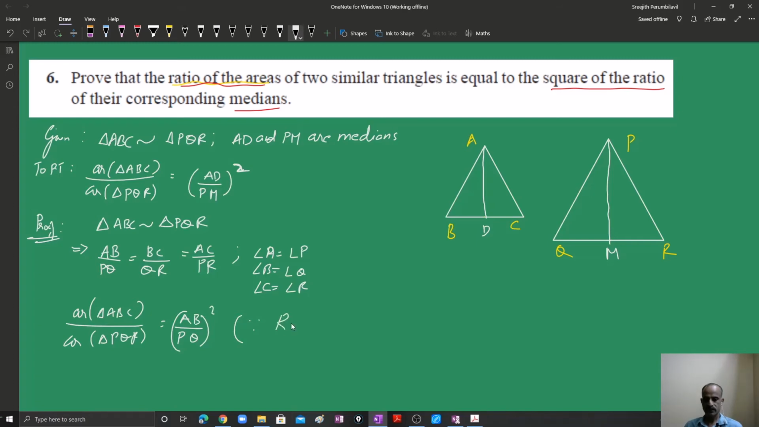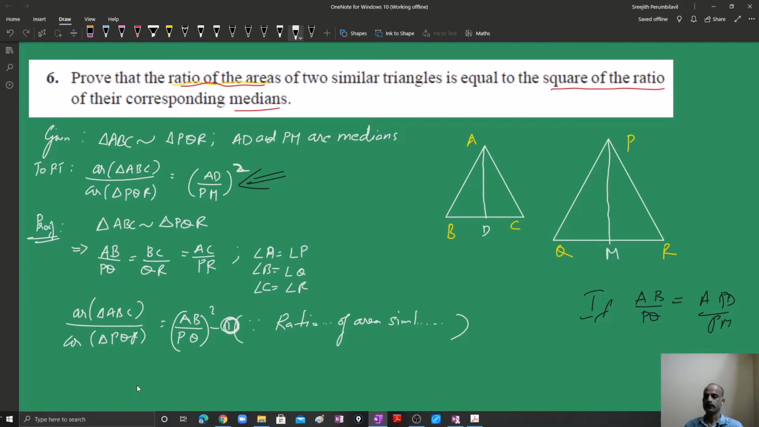Since we have to write the reason, don't forget to write the reason: the ratio of areas of similar triangles is equal to the square of the ratio of the corresponding sides. Write that theorem. This is what we have to prove: AD by PM. What do we have? We have AB by PQ. So our ultimate aim is to prove that AB by PQ is equal to AD by PM, and the issue is over. We name it as relation number 1.